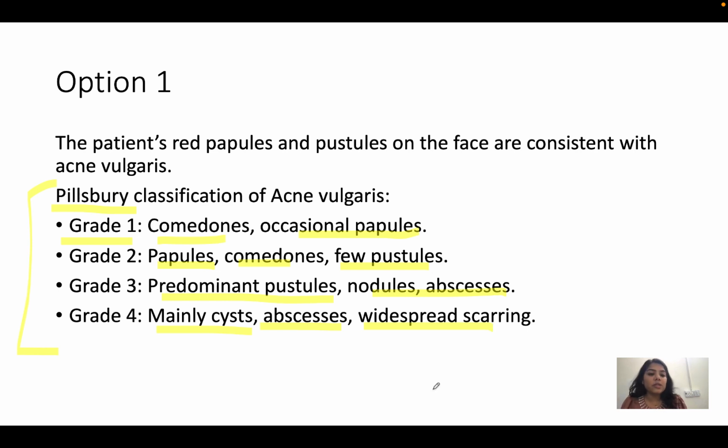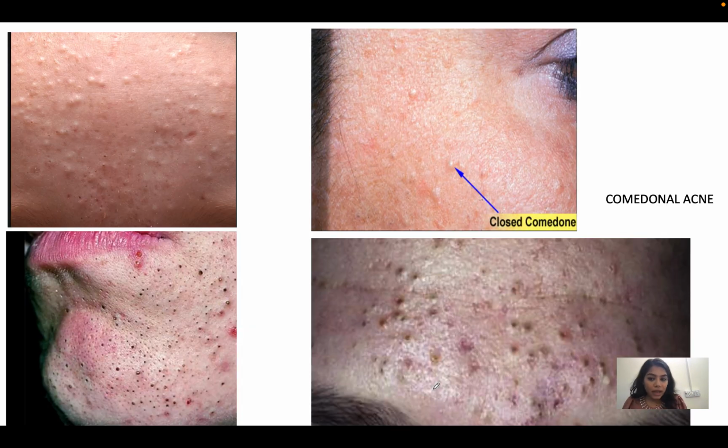Let me show you some images to make it more clear. So this is grade 1 acne. You can see comedones here. The images on the top are closed comedones, also called whiteheads in local language. The images at the bottom are blackheads, also called open comedones.